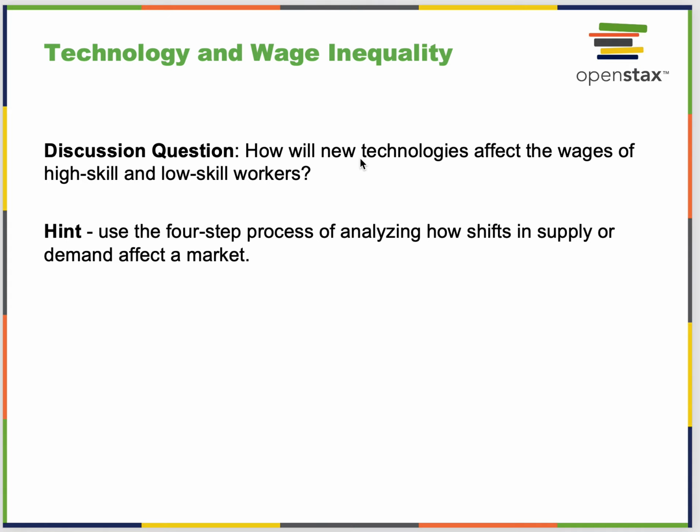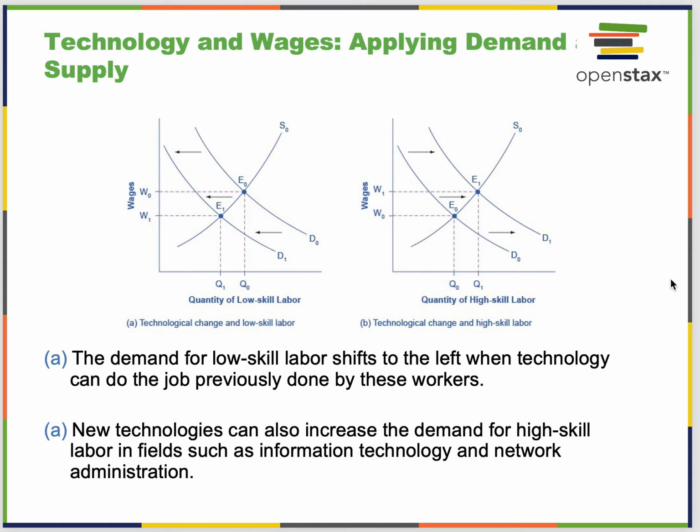So how will new technologies affect the wages of high skill and low skill workers? We'll use the 4-step process of analyzing how shifts in supply and demand affect the marketplace. You can think about this, and you can actually read it in a textbook. So if we look at supply and demand, if demand for low skill labor shifts to the left when technology can do the job previously done by workers, all of a sudden, the quantity of people doing the job will be less and the wages will be less.